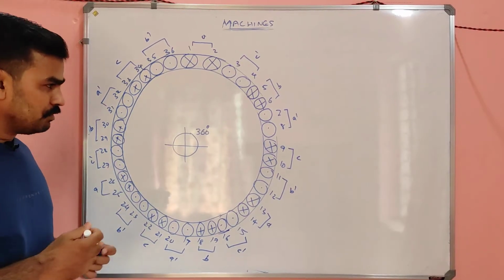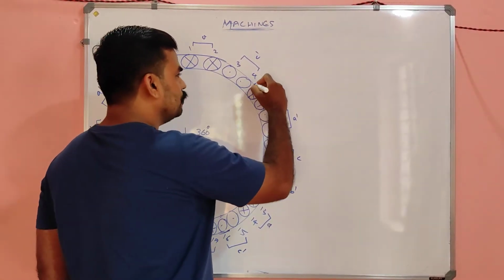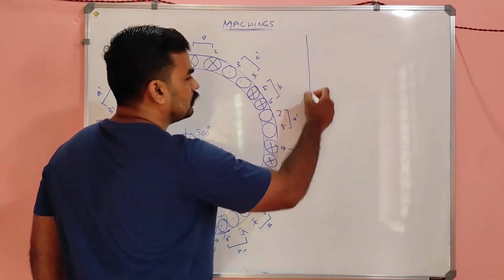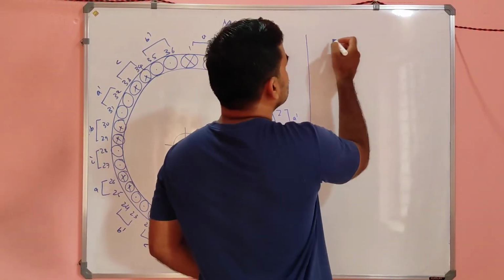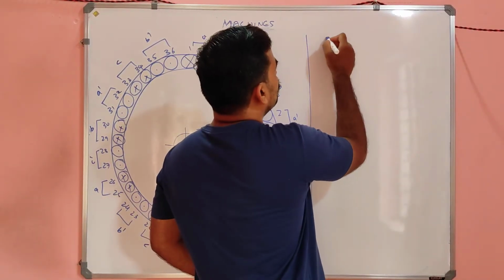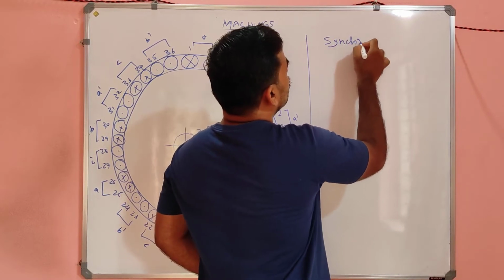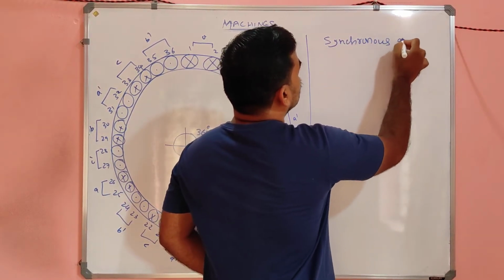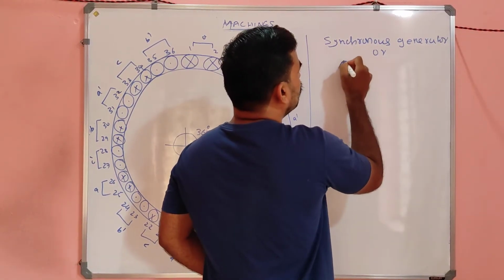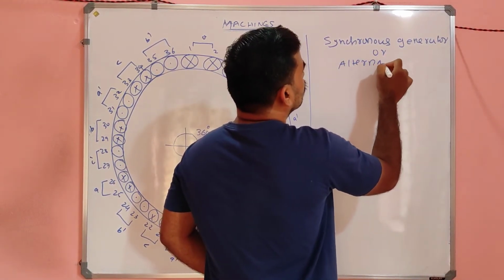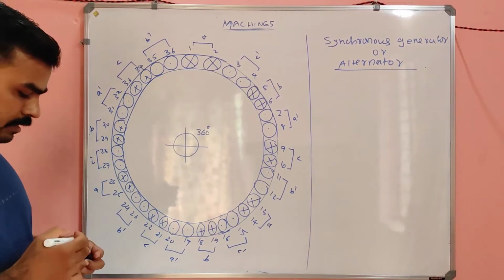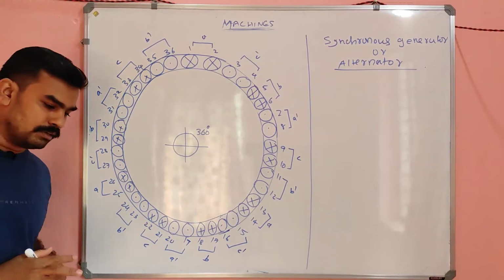So today we are going to learn a new section called AC machines. In AC machines, we are going to deal with the synchronous generator or alternator. So where are we using the alternator?